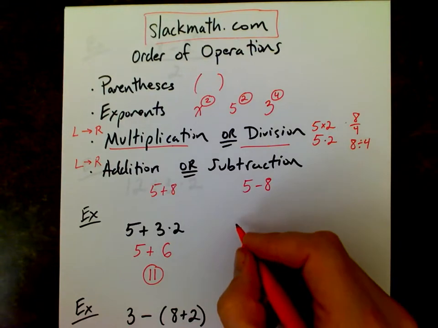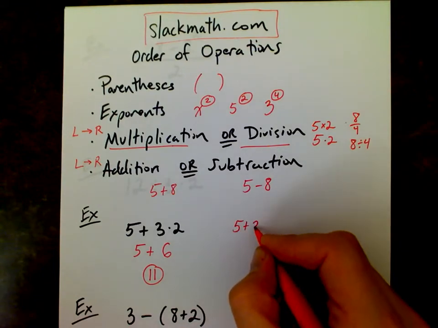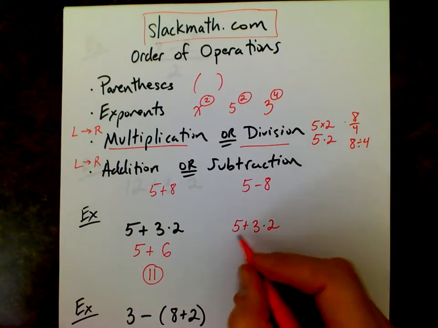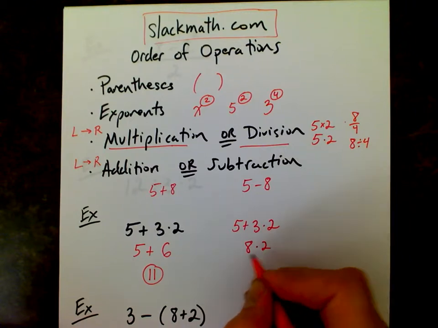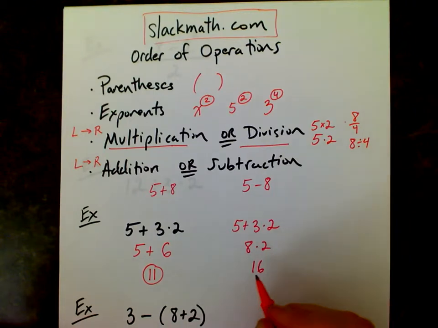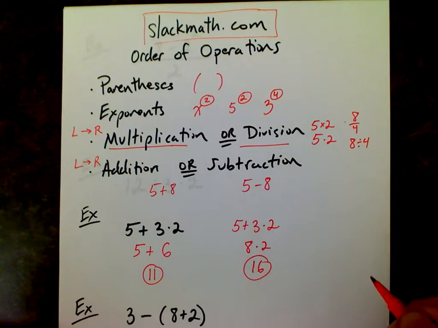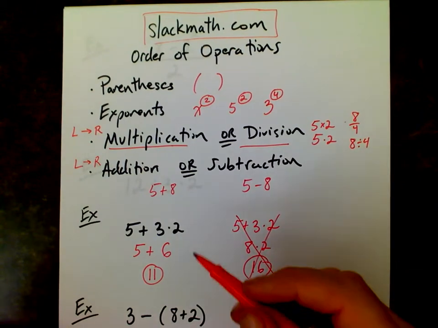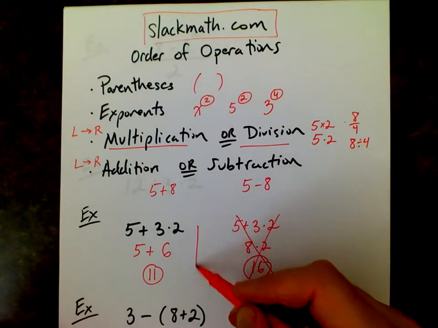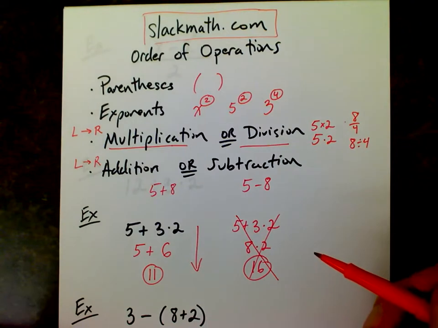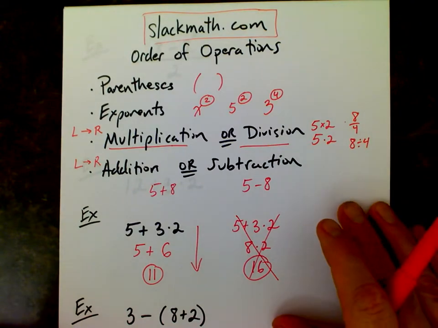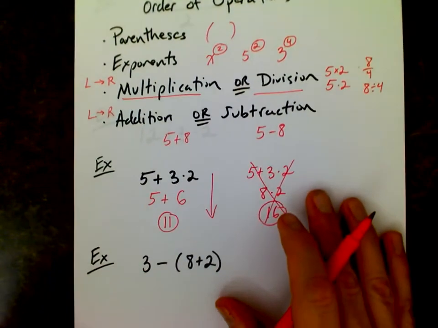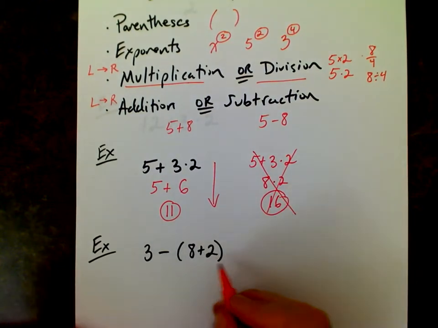That's different than if we didn't have the order of operations. One might say 5 plus 3 is 8, and 8 times 2 is 16. But then our answers wouldn't agree. So we have to have the set of rules that allows us to agree, and that's called the order of operations.